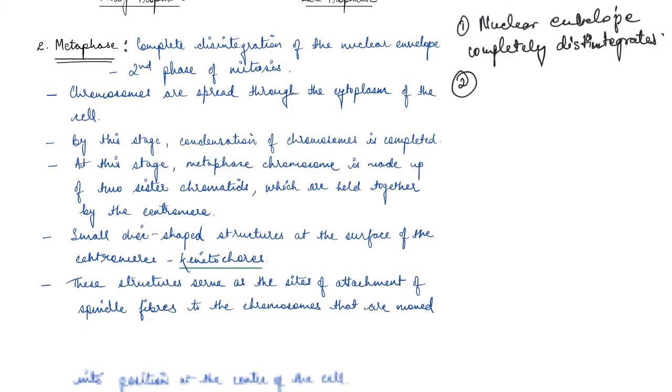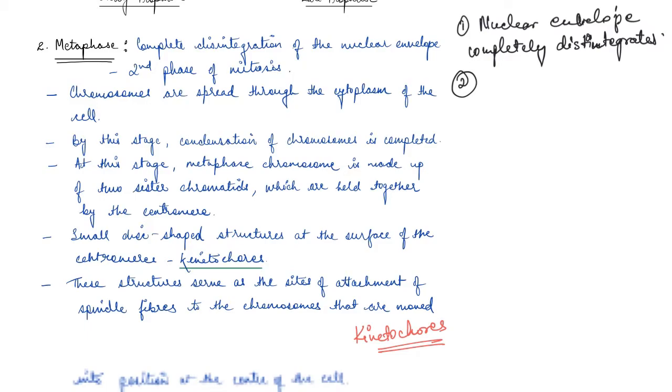And these chromatids are held together by a centromere, right? So there is a small disc-shaped structure present at the surface of the centromere, and these are known as kinetochores. Now these are the structures which serve as the site of attachment of spindle fibers.